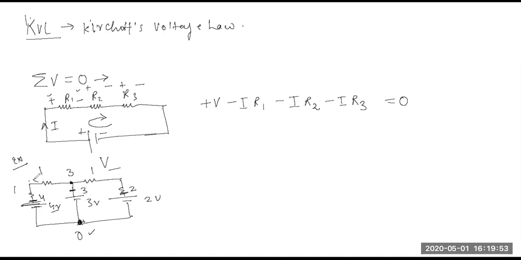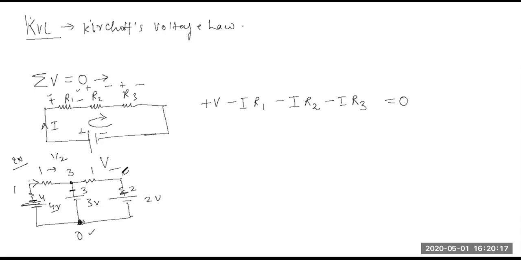Now, if I ask you what will be the current here, you will say higher potential 4 minus lower potential 3, that is 1. Higher potential 4, lower potential 3, divided by total resistance, which is 2. They are in series, right? So net current can be written as 1 by 2.